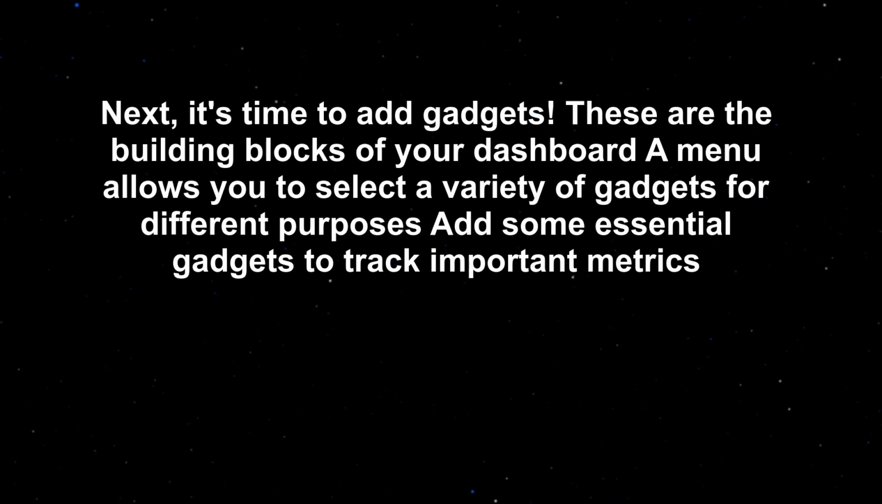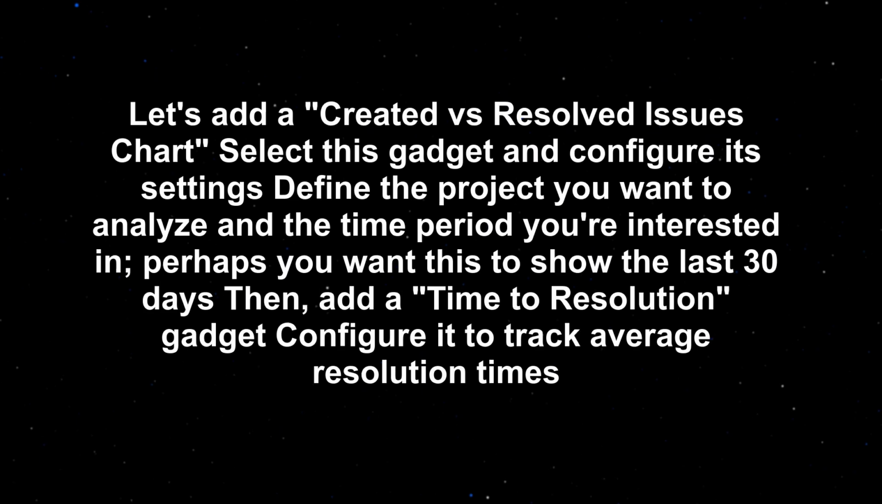Next, it's time to add gadgets. These are the building blocks of your dashboard. A menu allows you to select a variety of gadgets for different purposes. Add some essential gadgets to track important metrics. Let's add a created versus resolved issues chart. Select this gadget and configure its settings.